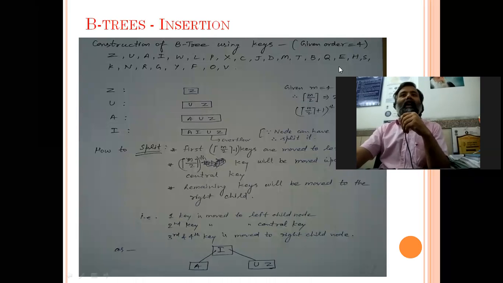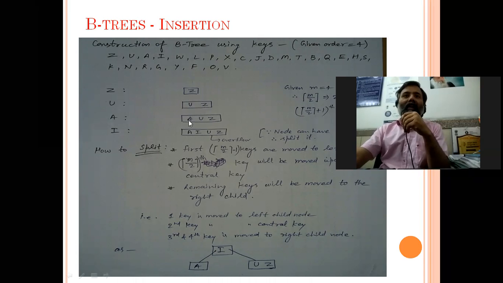This is the element we have and we want to insert. Then one by one I am discussing. This Z is empty, so simply insert it. Then U, simply insert it. U is less than Z, then it will be on the left.